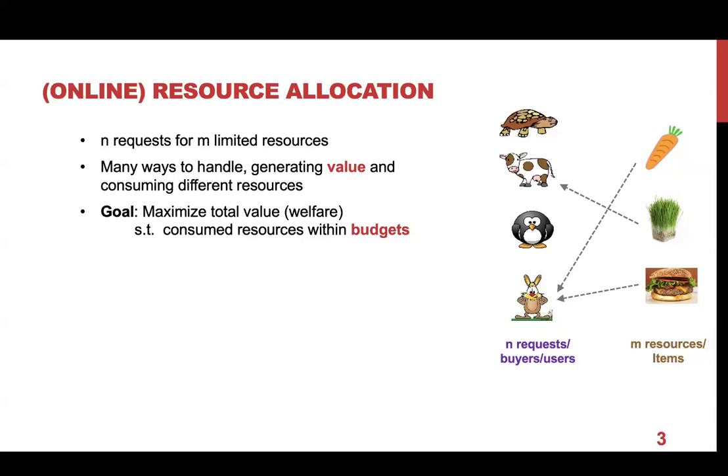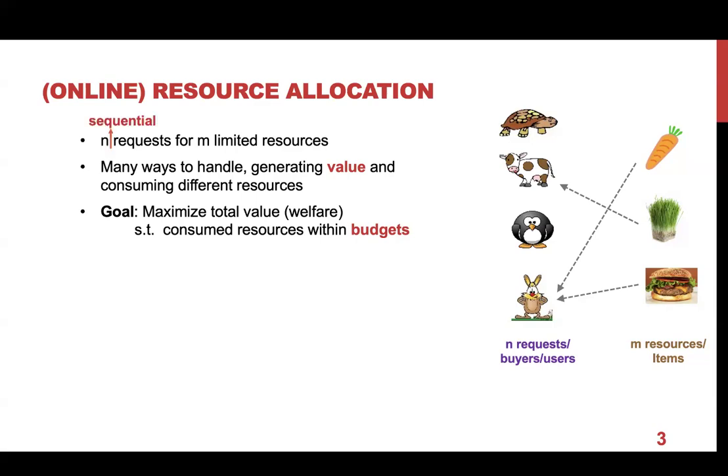And so a bit more formally, you have n requests. The parameters I want you to remember are n and m. n is the number of requests, and m is the number of resources. So your question is about allocating these m resources between these requests. Depending on how you allocate, you're going to get some different value. And the goal is to maximize the total value, which is also known as welfare and so on.